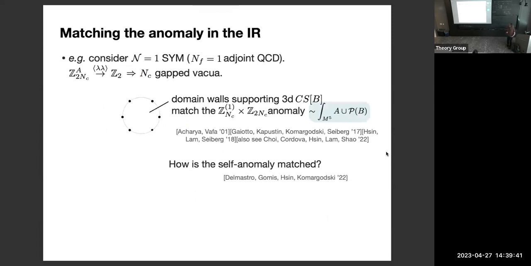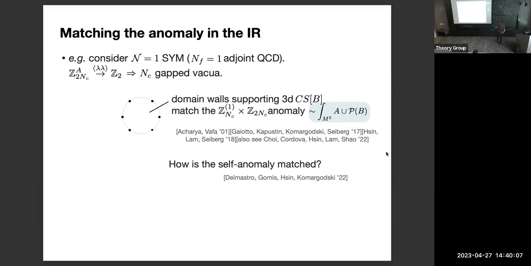And so I just wanted to end with a comment on matching these anomalies in the IR. So for example, let's take this adjoint QCD type of example. Let's take the NF equals 1 case, which of course has an enhanced supersymmetry and is N equals 1 super Yang-Mills in 4 dimensions.